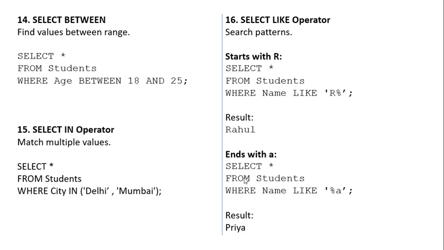So, select star from table name where name LIKE '%a'. With the percent sign first, the last letter is a to complete the names. The output prints names like Priya, where the last letter is a.